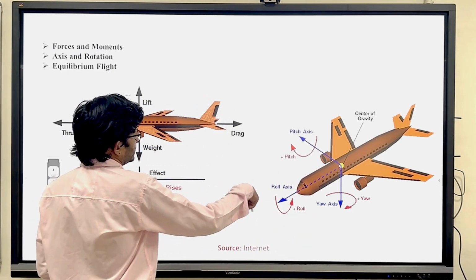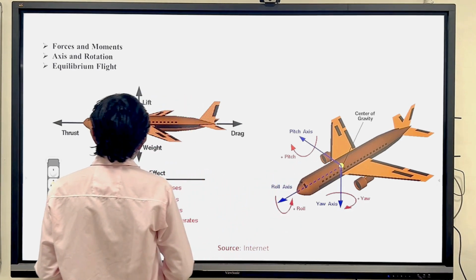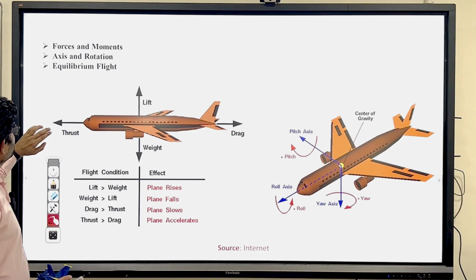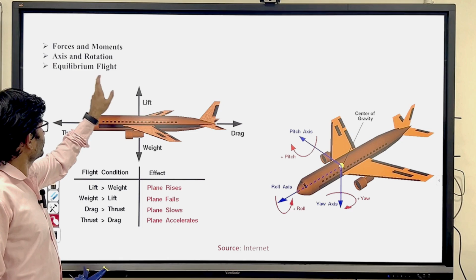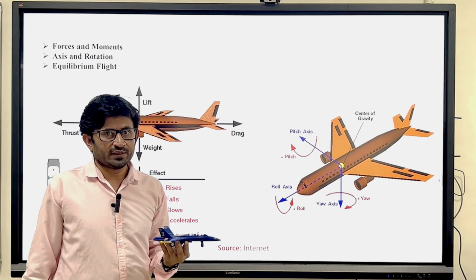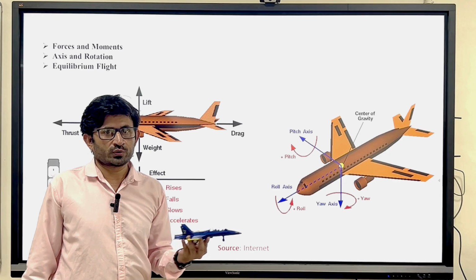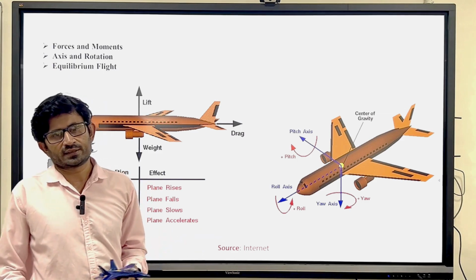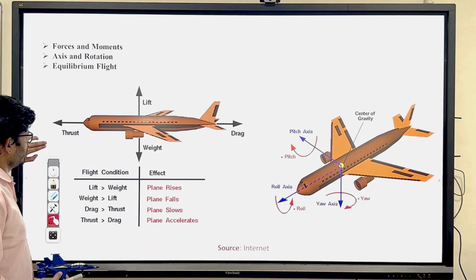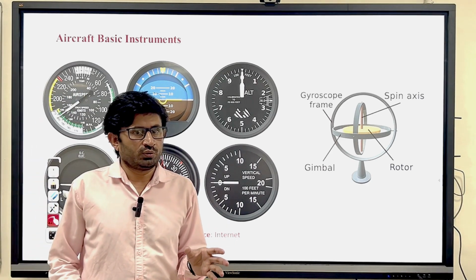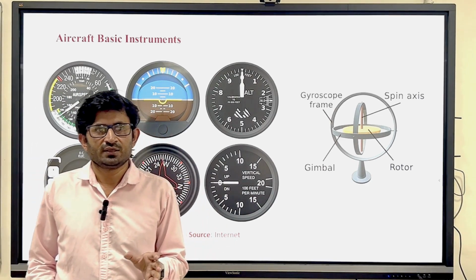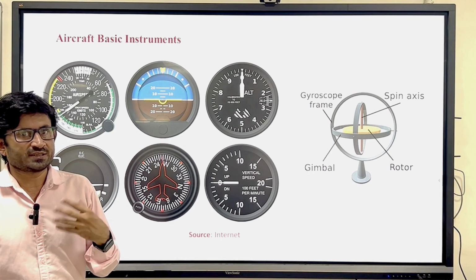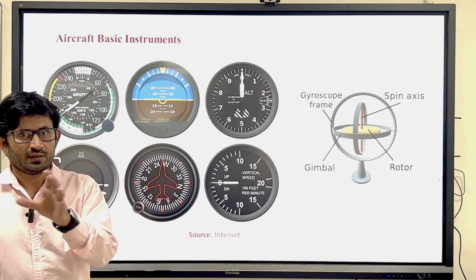So all the movement you are calculating is about the center of gravity. And as I said, equilibrium flight means you don't have any net force to accelerate and no net moment to rotate the aircraft, so you are in equilibrium flight. In order to see how the aircraft is behaving, you have to know what type of aircraft instruments are there to monitor the flight.